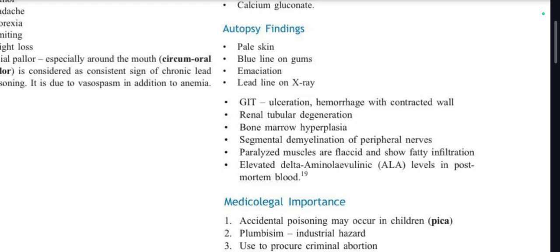Segmental demyelination of peripheral nerves, paralyzed muscles are flaccid and show fatty infiltration, elevated delta aminolevulinic levels in post-mortem blood. Obviously, we all know why. So these are the autopsy findings in lead poisoning.